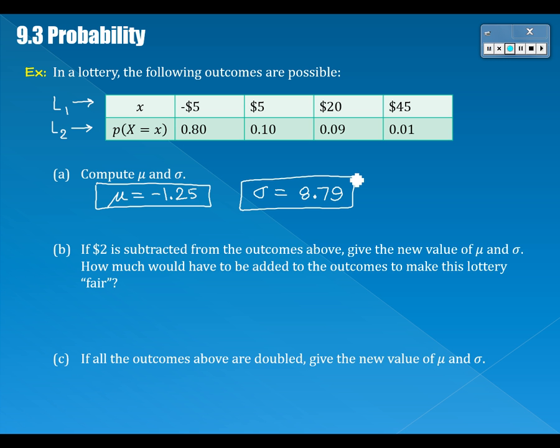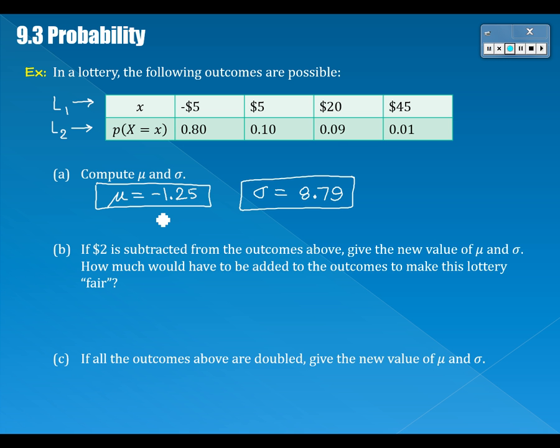The reason we might want to take the square root is because now both of these are measured in dollars. The average is -$1.25, and the standard deviation is $8.79. Next: if $2 is subtracted from the outcomes above, give the new value of mu and sigma. How much would have to be added to the outcomes to make this lottery fair? Ooh, I like that question.